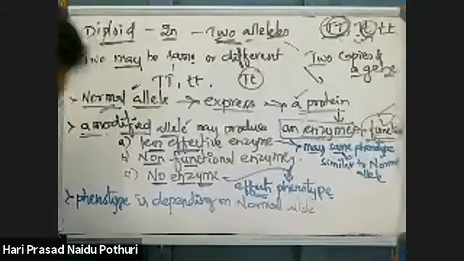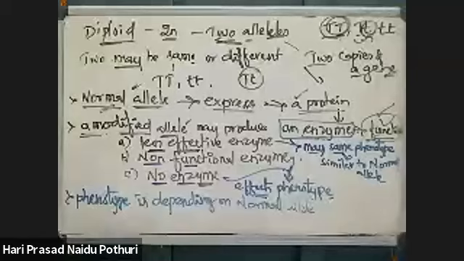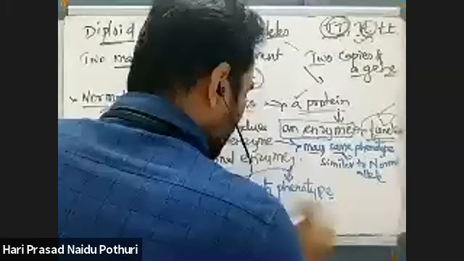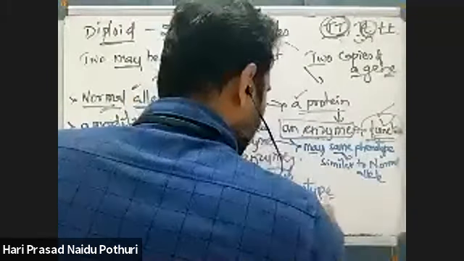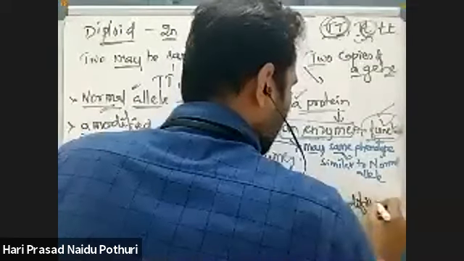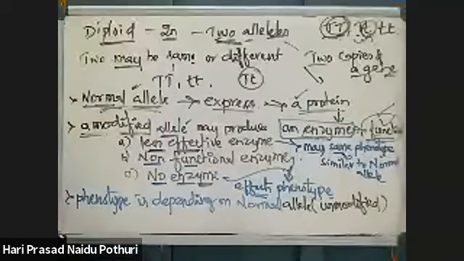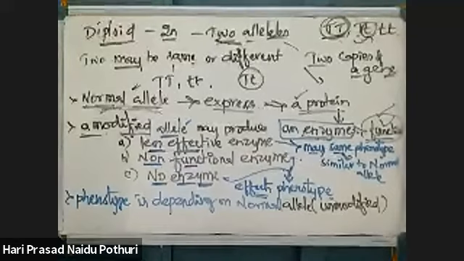That is not writing right. Functioning ones are the normal allele. Normal allele means, which is normal allele? Unmodified allele. Based on that only. This unmodified allele represents the original phenotype.